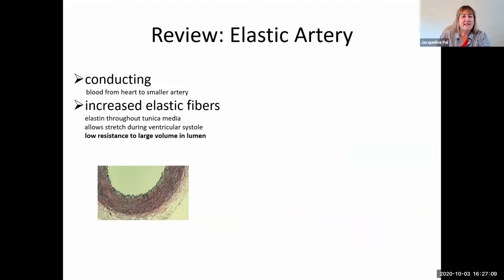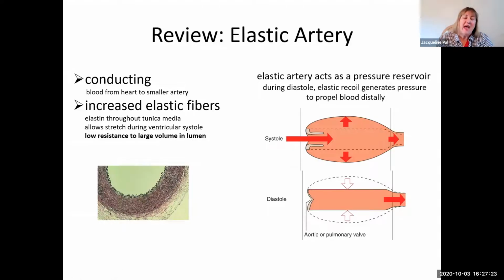So reviewing elastic arteries, remember here in the tunica media, we have elastin fibers throughout it. And so this allows the stretching and the recoil, giving low resistance to large volumes. And because of this, the elastic artery acts as a temporary pressure reservoir, because during diastole, the elastic arteries contract down, generating pressure, which propels blood distally. So that's why it's important to not only have the distensibility, but also the contractility back towards the normal lumen size.